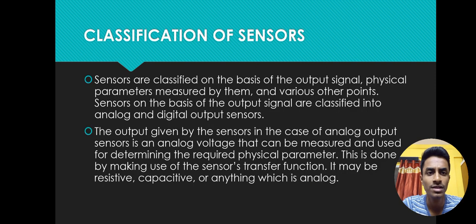Coming to classification of sensors, how sensors are classified. Sensors are classified on the basis of the output signal, physical parameters measured by them, and various other points. On the basis of the output signal, they are classified into analog and digital output sensors. The output given by analog output sensors is an analog voltage that can be measured and used for determining the required physical parameter. This is done by making use of the sensor's transfer function.